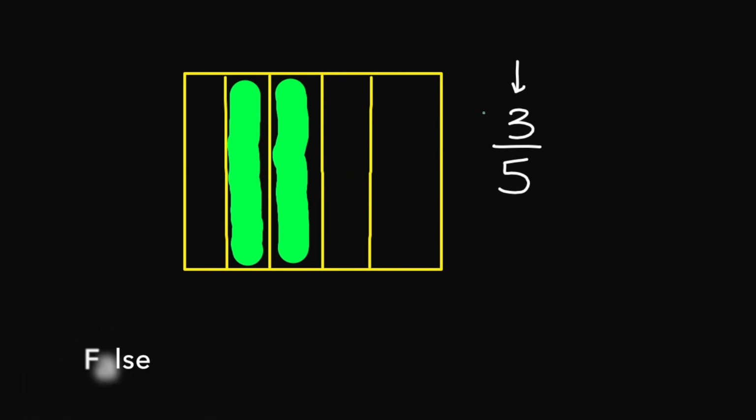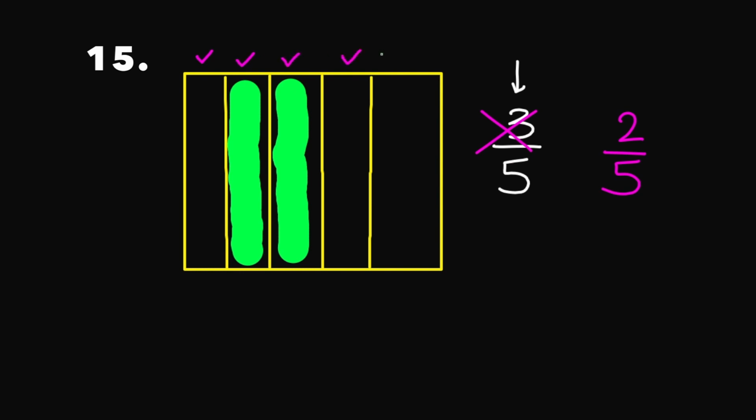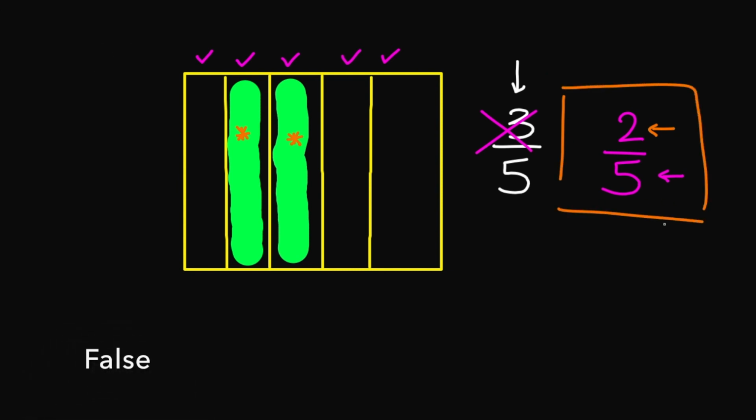And this is false. The picture that we have here equals 2/5 because we have 1, 2, 3, 4, 5. We have a total of 5 pieces, which is here, my denominator. And we currently only have 2 pieces available. We have 1 piece here and 1 piece here, and that's going to be my numerator, so that becomes 2. So the picture we have here equals 2/5 and not 3/5, which makes this question false.